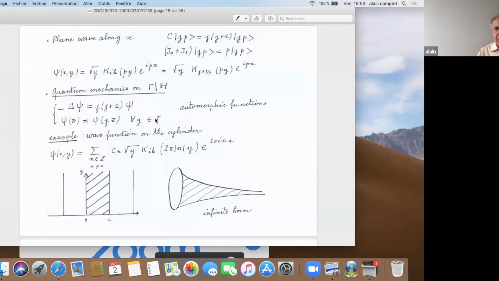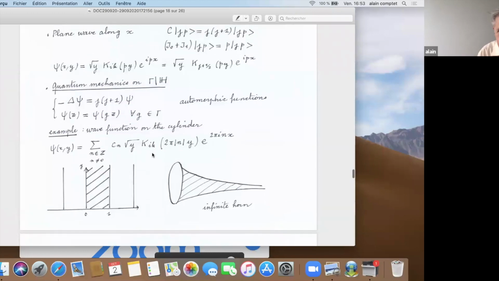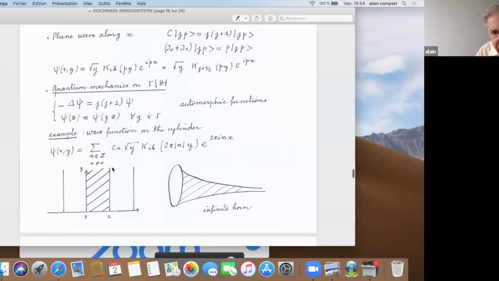So for example, let us consider a very simple case. I claim that this wave function is a realistic wave function on this domain. Why? In fact, this domain corresponds to the quotient of H by discrete translation. In fact, this strip is the fundamental domain, which is quite obvious in this case, because if you take this strip, you can transport it, you get the same strip, etc. And now the idea is that you should glue this line with this line.